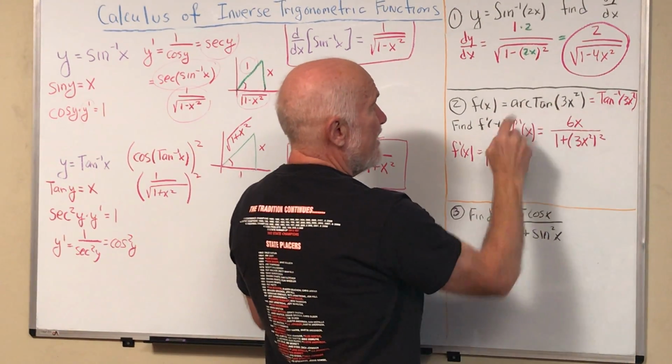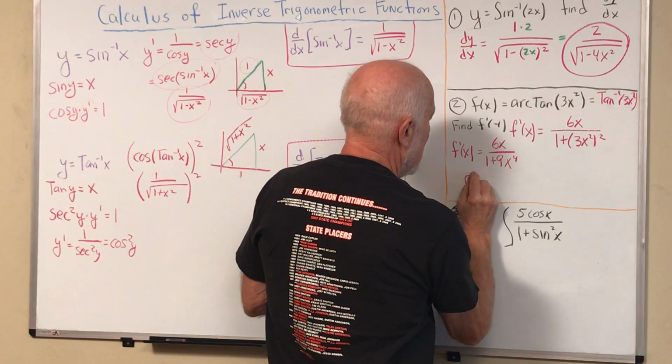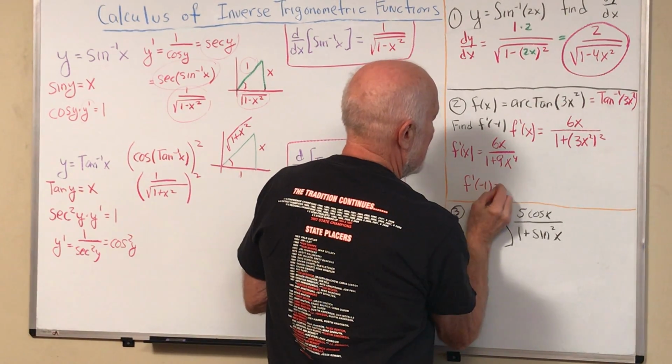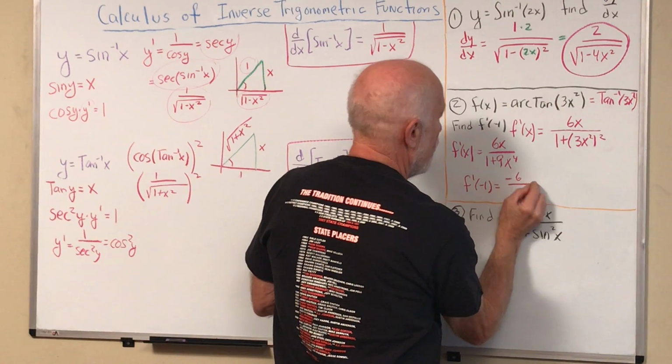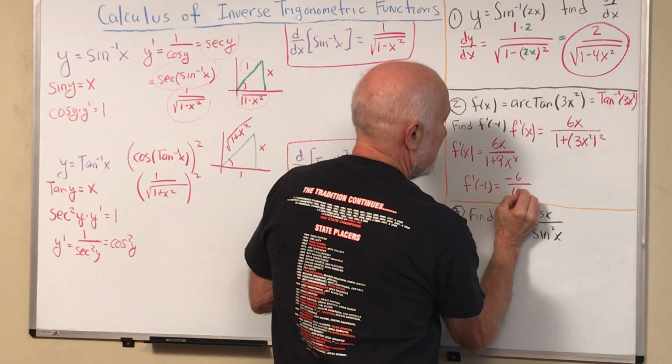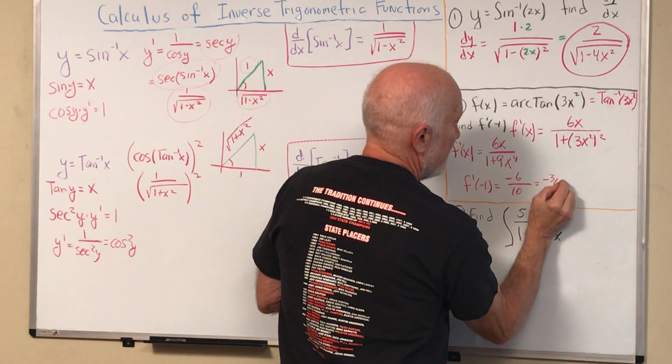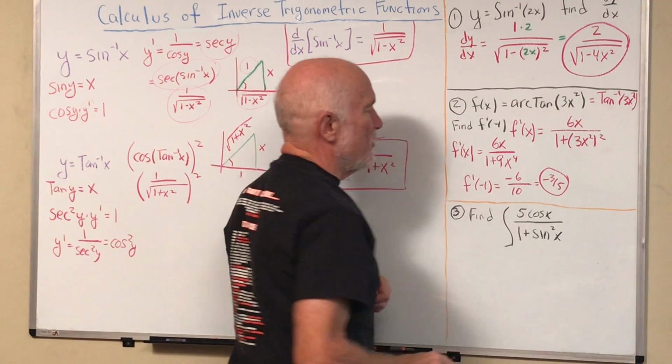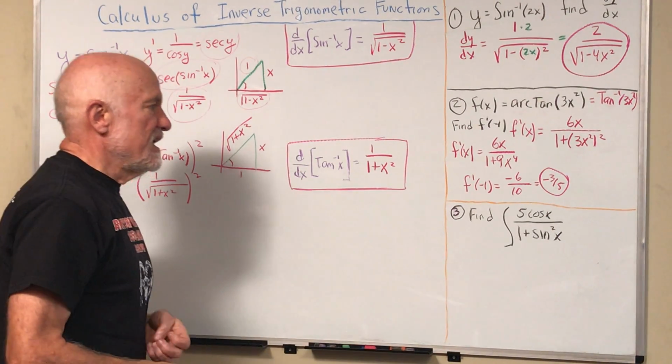But I want to find f prime of negative 1, so it would be negative 6 over 10, or negative 3/5. So there's a couple of derivatives.